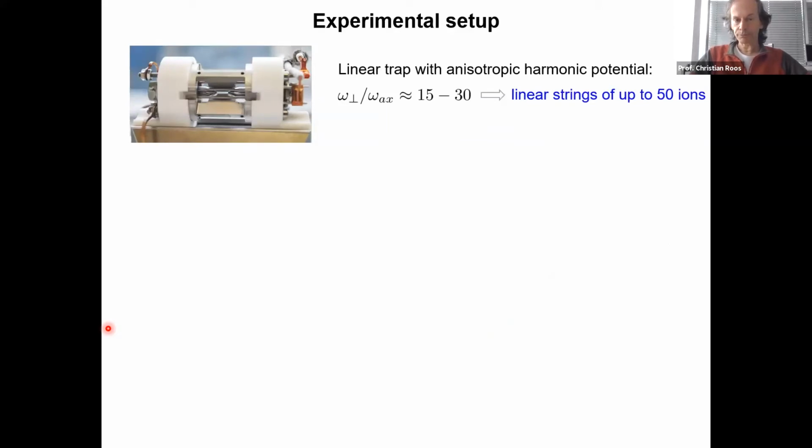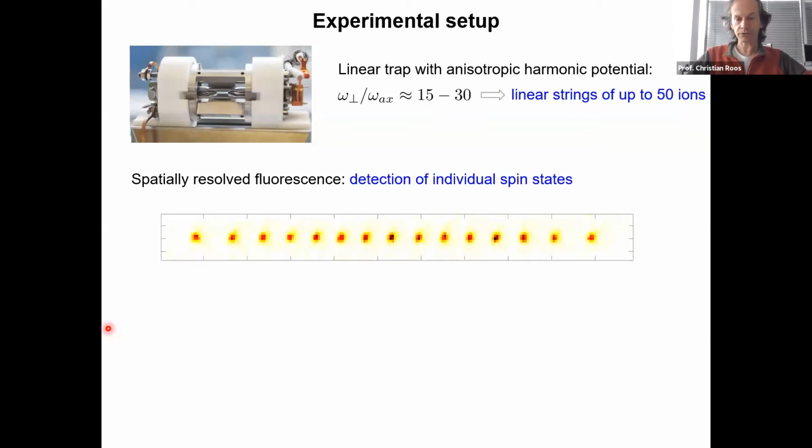Now, when we trap more than a single ion in our traps, we use a radio frequency trap, which is a linear trap that enables us to produce anisotropic harmonic potentials. And this is what is needed if you want to create linear strings of ions. Then you need one axis which has a very weak confinement. And if you have a ratio of oscillation frequencies of the weak to the strong axis between maybe 15 and 30, then this enables us to create strings containing up to 50 ions. Now, we can measure these strings, as already mentioned, by recording the fluorescence of the ions in a spatially resolved manner by imaging it on a CCD camera.